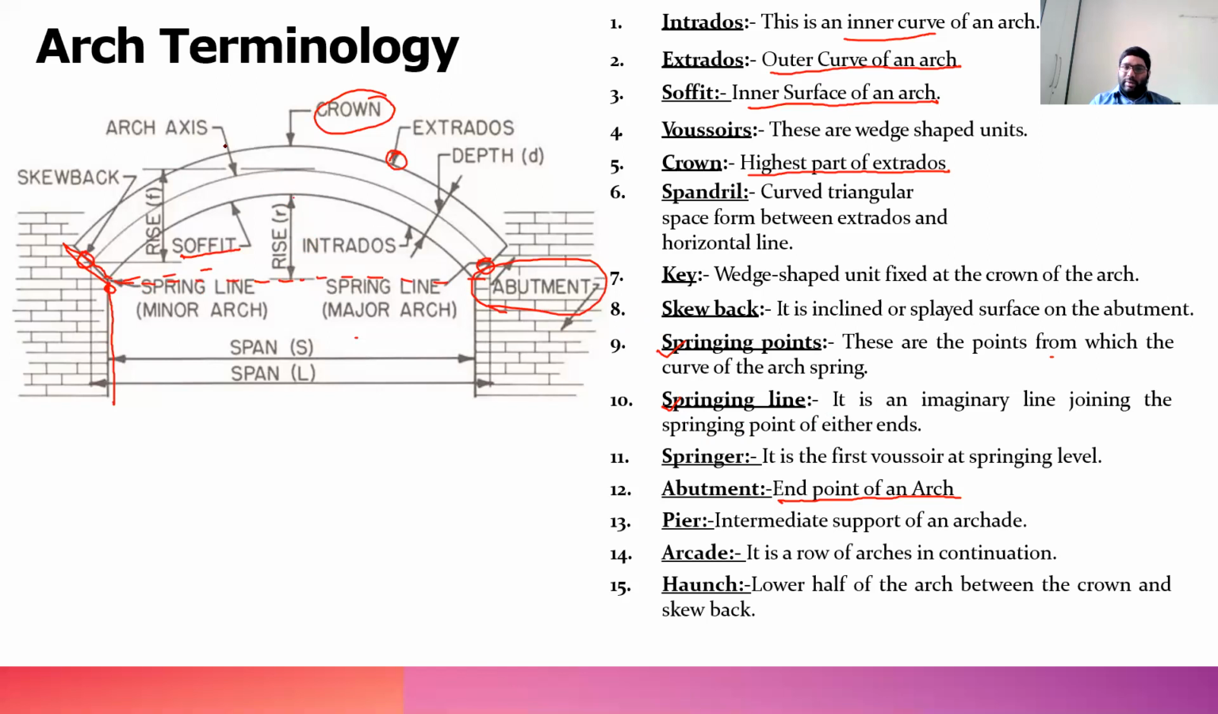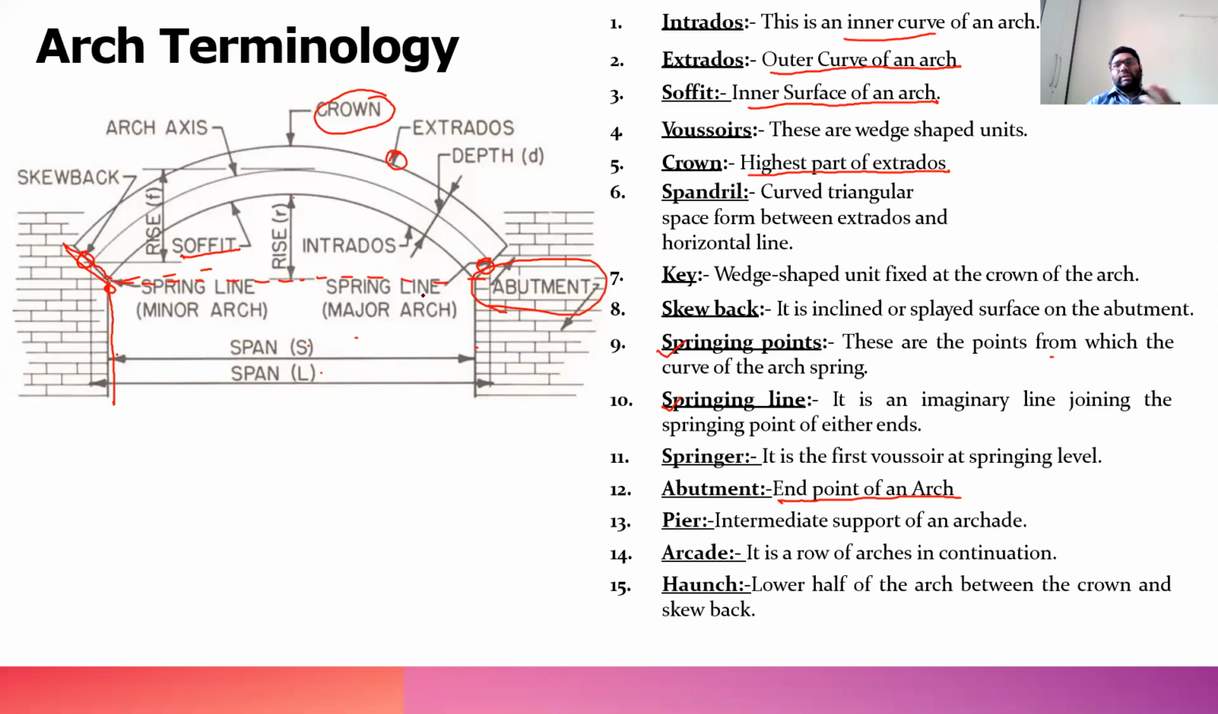Okay, so we have seen soffit, and the arch axis is known. This is the depth of the arch. Span: there are two. One is the outer to outer distance between the abutments, and the length is the center to center distance between the mid portion of the arch, when you try to put it like that.